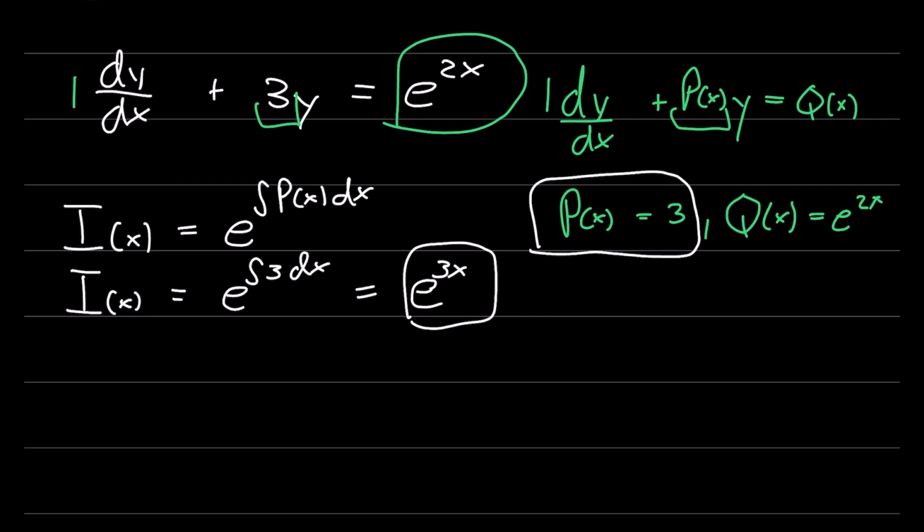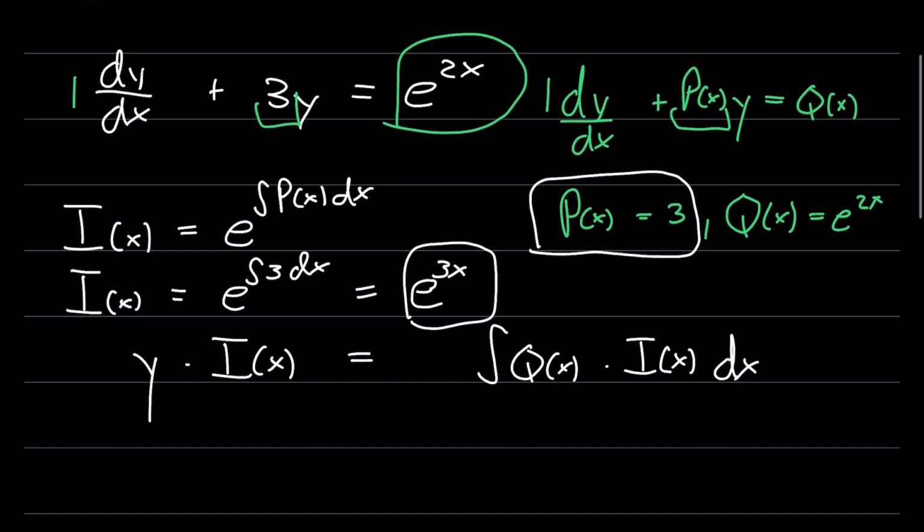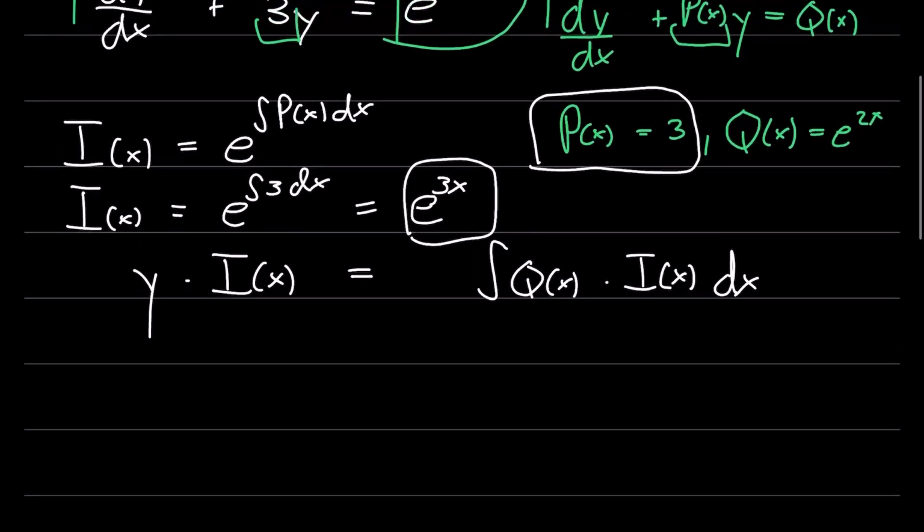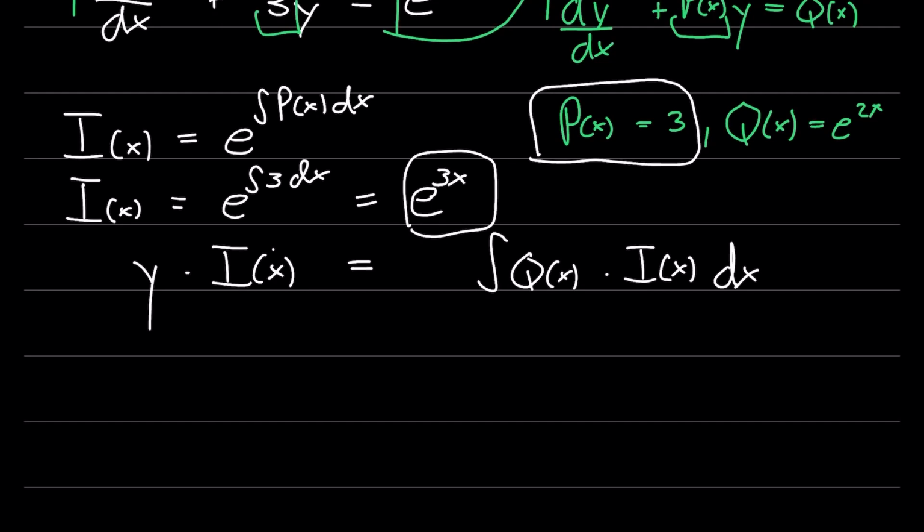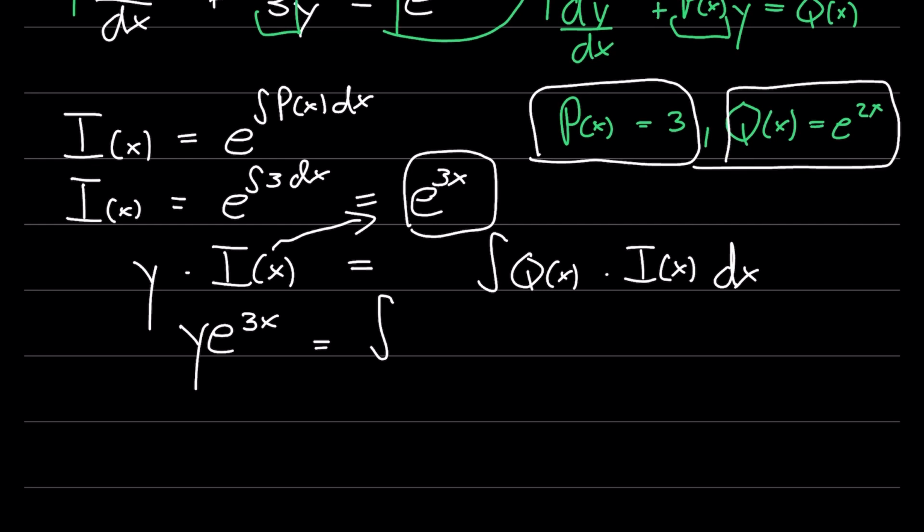And now that we have that, what is it that we need to do again? Well, all we have to do is put y times the integrating factor should be equal to the integral of q of x times the integrating factor dx. And well, we've kind of already gotten our answer, right? So we have I of x is equal to that. So we're going to say y e to the 3x should be equal to the integral of q of x. Remember, we put our q of x as e to the 2x, so it's going to be q of x, which is e to the 2x, times e to the 3x dx.